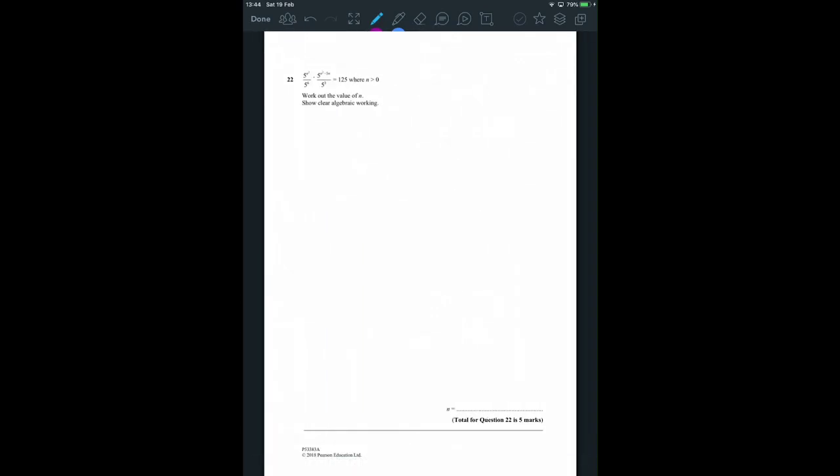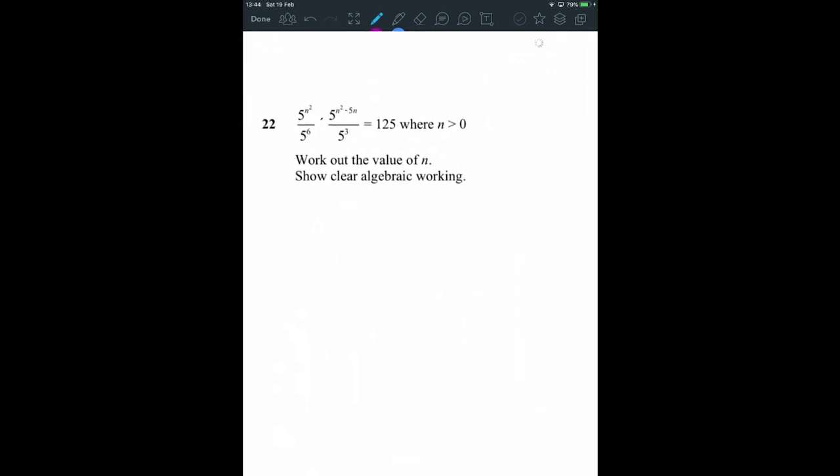Question 22. A horrendous indices question. Once again, the formatting isn't very nice. I believe that should be a multiply there. So let's try and simplify this as much as possible. Just trying to recall the actual paper, whether it was a multiply or it's intended to be a divide.